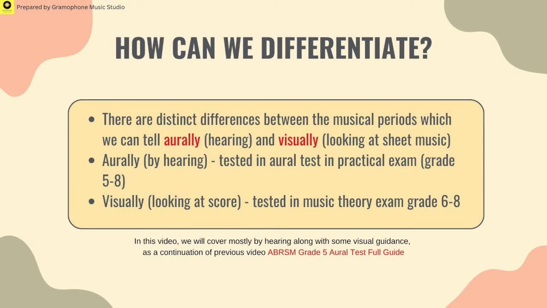How can we differentiate the music from these different periods? There are distinct differences between the musical periods which we can tell orally by hearing and visually by looking at the sheet music. For orally by hearing, it is tested in the oral test in practical exam grade 5 to 8, and for visually, looking at the score, it is tested in the music theory exam for grade 6 to 8. In this video, we will cover mostly by hearing, along with some visual guidance, as a continuation of our previous video, the ABRSM grade 5 oral test full guide.